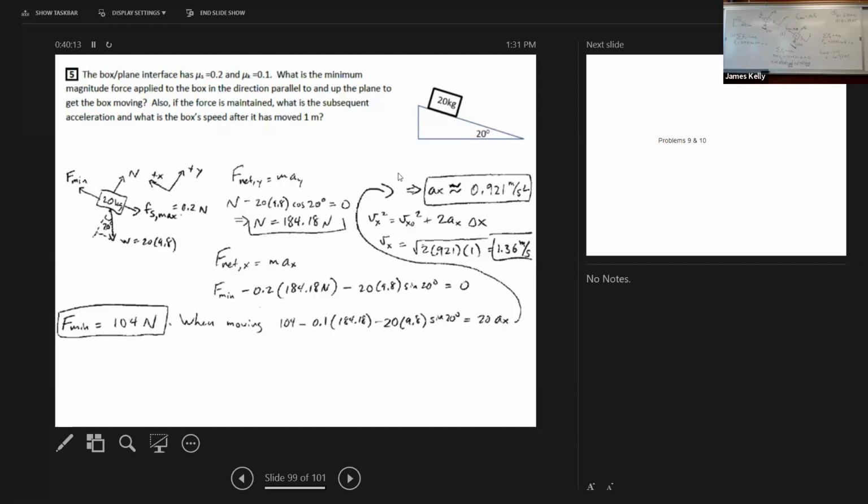Any more questions on that one? Why don't you go ahead and try problem 10 if you haven't gotten to that yet. This one is not on an inclined plane, but it involves friction and acceleration while just moving horizontally.